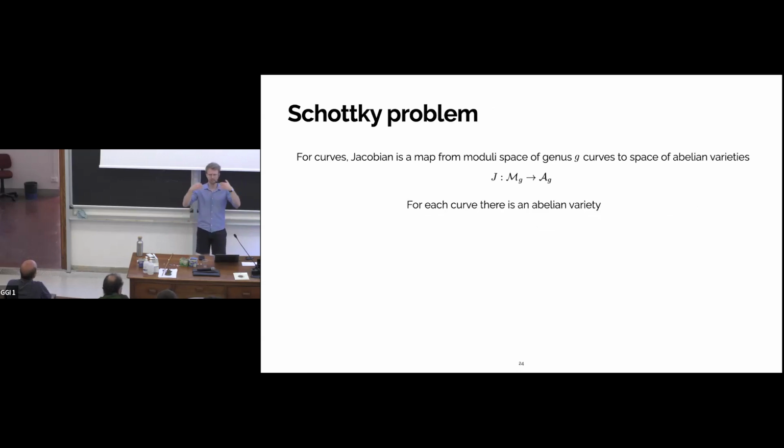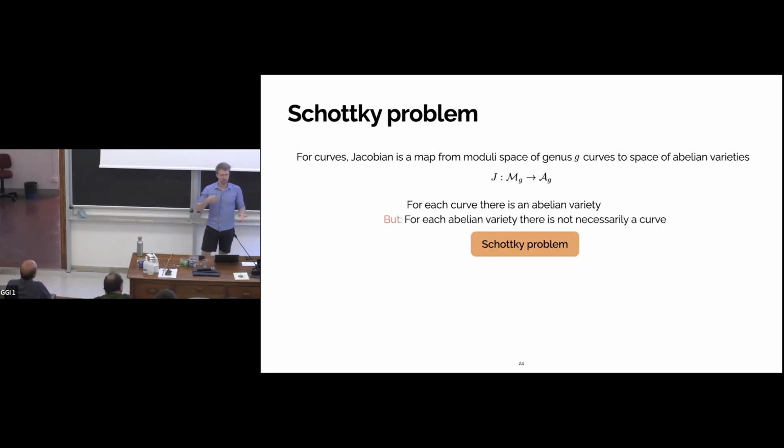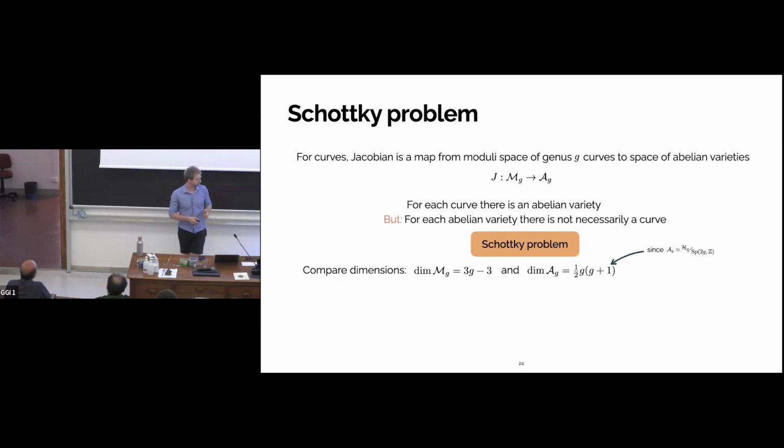So this means that for each curve you can find an abelian variety. However, the reverse is not necessarily true. Not for every abelian variety will you find a curve. So it is kind of non-trivial that this should be possible, and this is known as the Schottky problem, as I said.